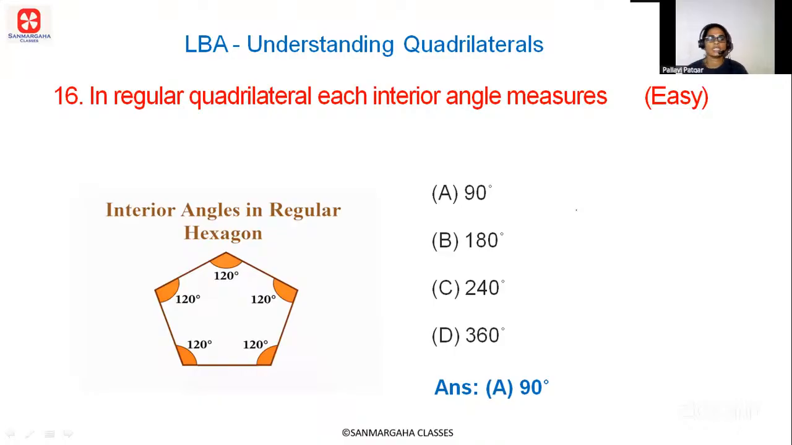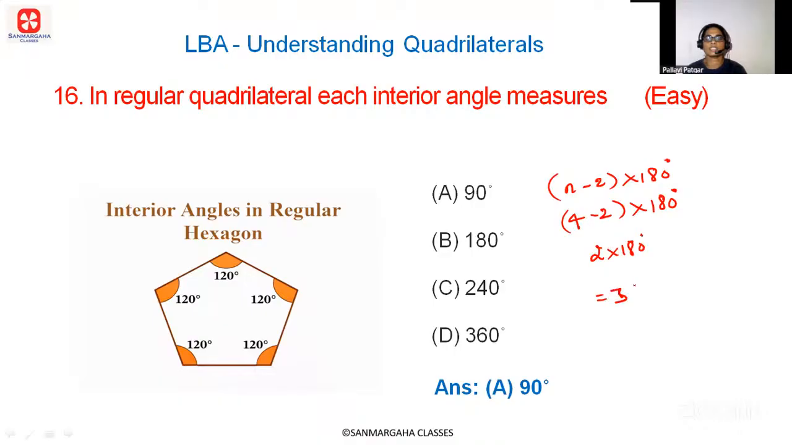So here, the formula for the sum of the interior angles of any polygon with n sides: n minus 2 into 180 degree. Okay. So here n is, for a quadrilateral, the sides will be 4. Okay. So 4 minus 2 into 180 degree. So here 2 into 180 degree. So this is equal to 360 degree.